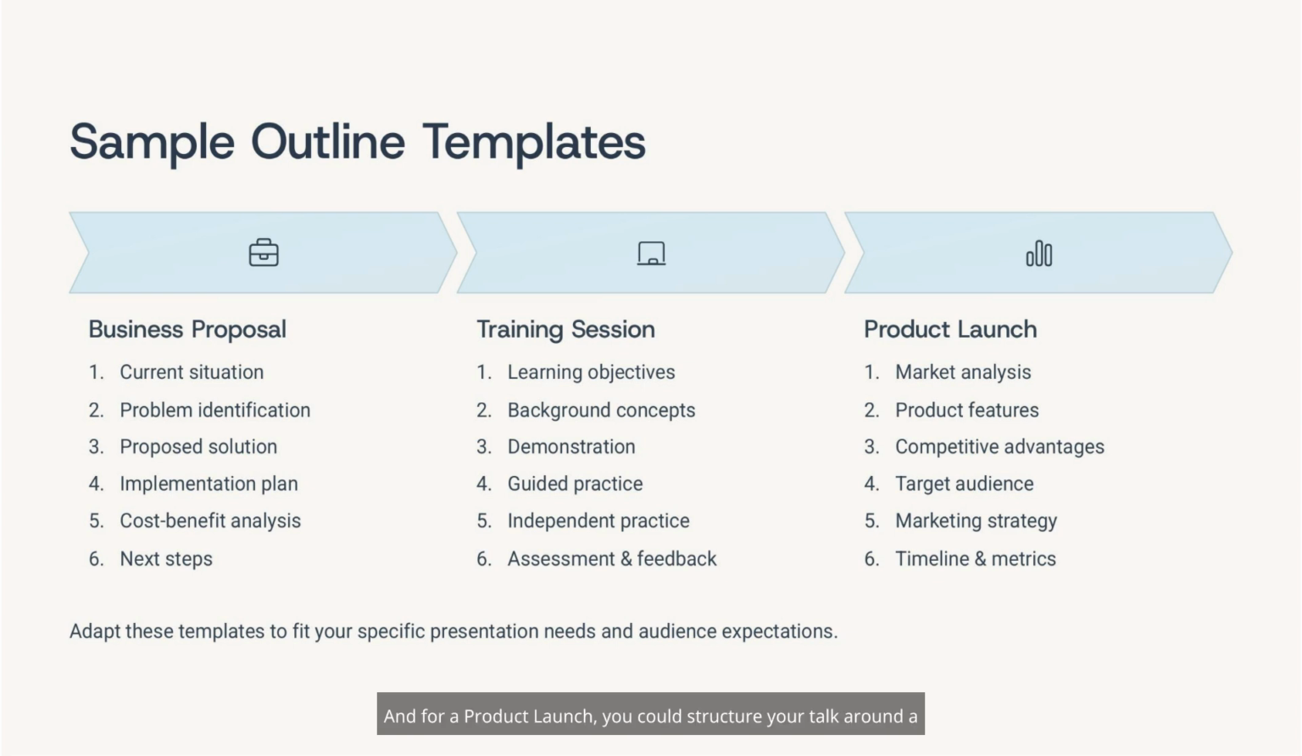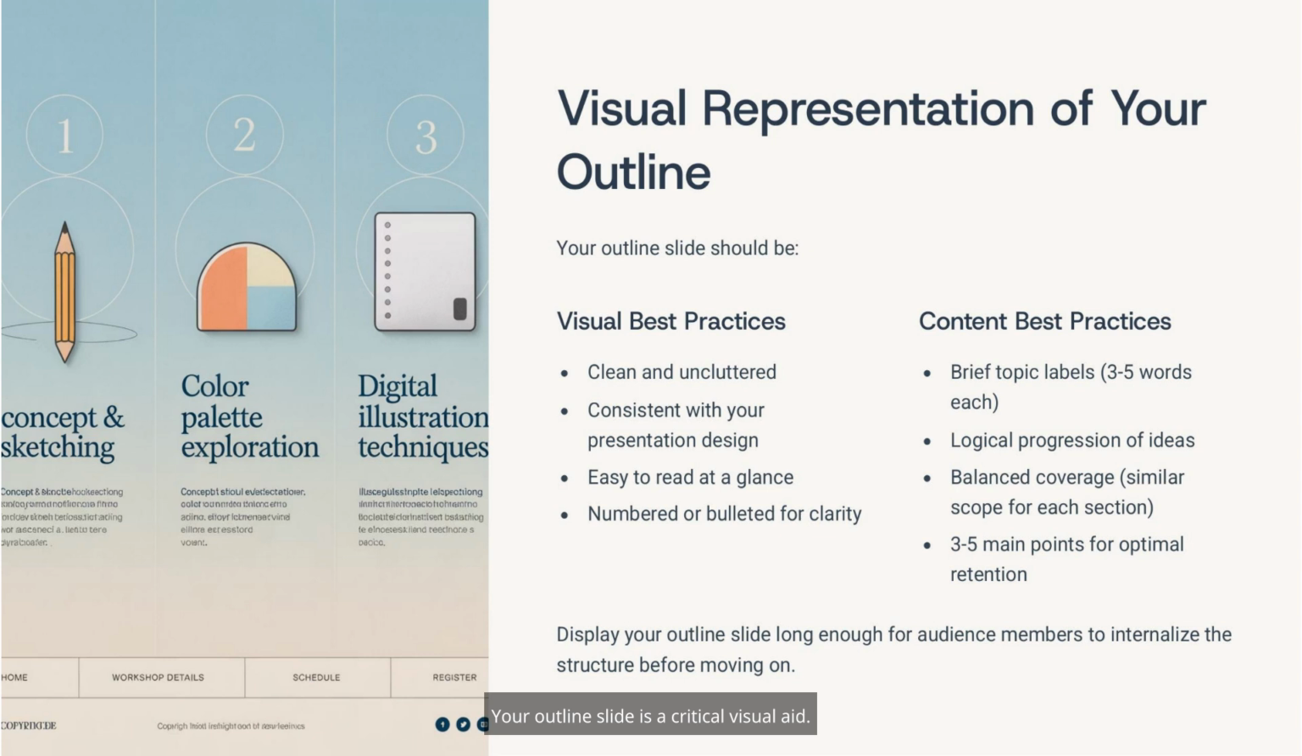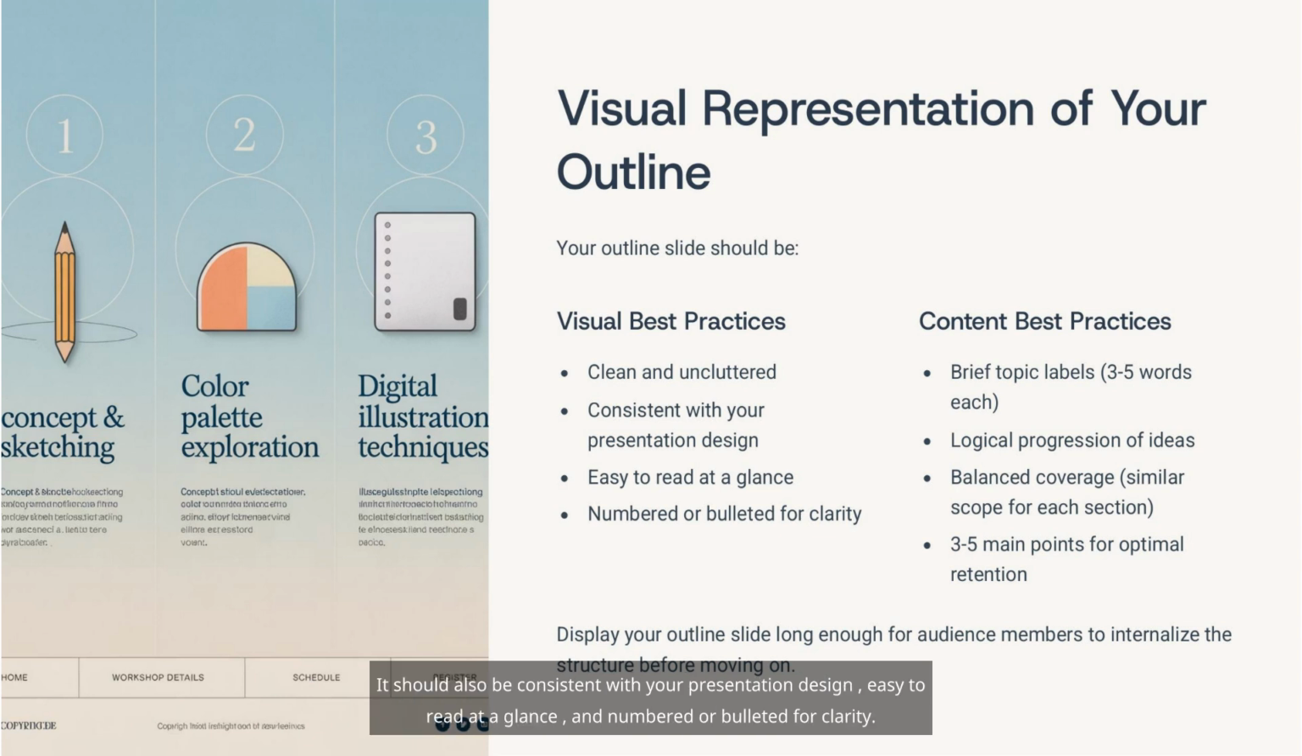And for a product launch, you could structure your talk around a market analysis, product features, competitive advantages, your target audience, a marketing strategy, and a timeline with metrics. Your outline slide is a critical visual aid. For visual best practices, your outline slide should be clean and uncluttered. It should also be consistent with your presentation design, easy to read at a glance, and numbered or bulleted for clarity.